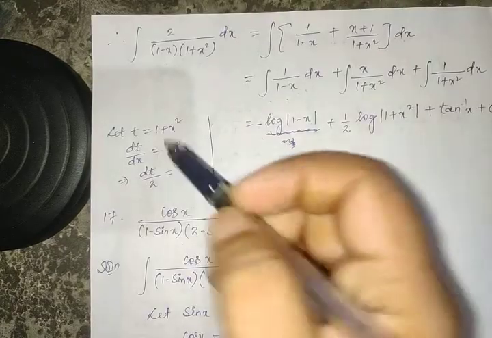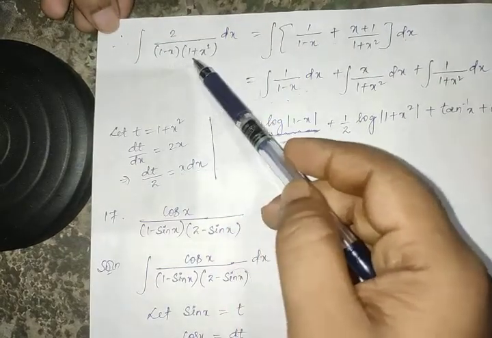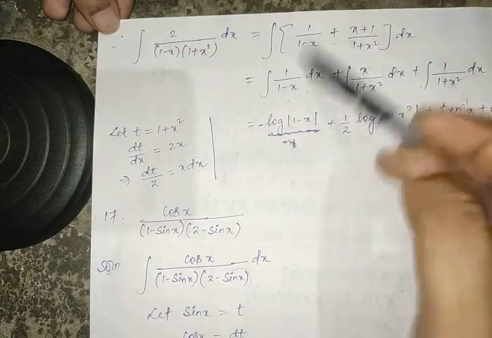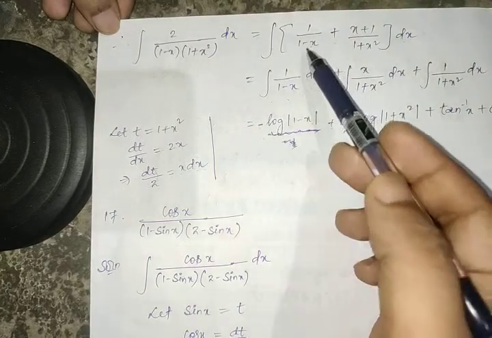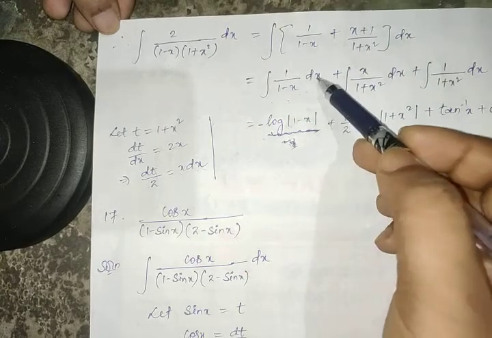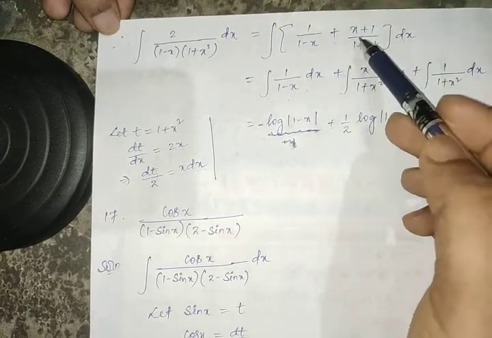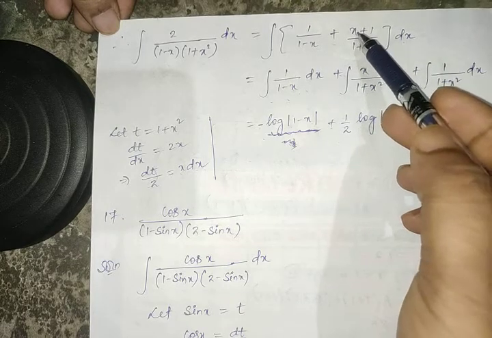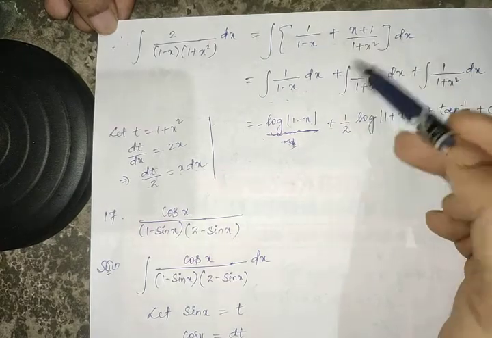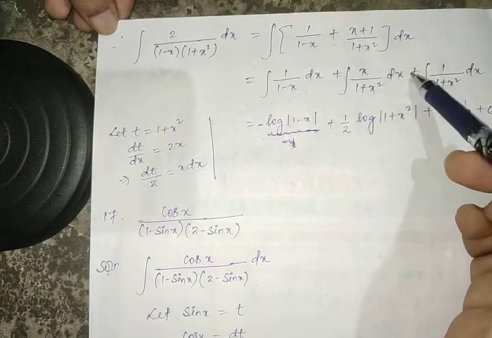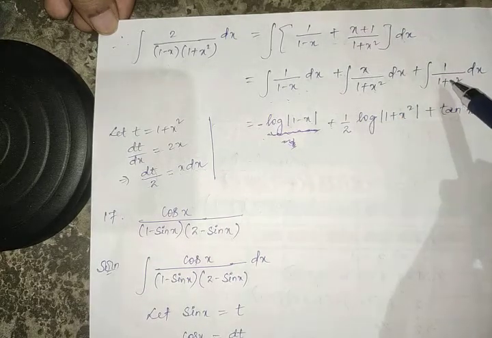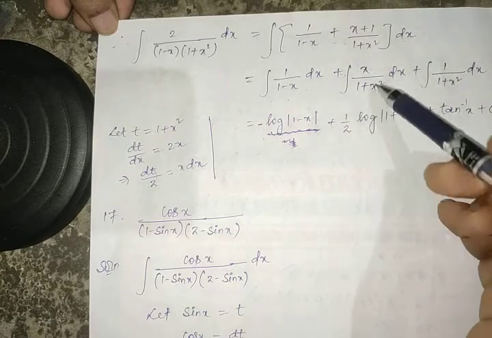So now we have to integrate. Integration of 2 by (1 minus x) into (1 plus x square) dx will be, we'll just put dx because we have to integrate. Now we'll separate this. We'll get integration of 1 by 1 minus x dx plus, here you have two parts, first x by 1 plus x square and then plus 1 by 1 plus x square. So plus integration of x by 1 plus x square dx plus this 1 by 1 plus x square dx. For this part we know the formula.